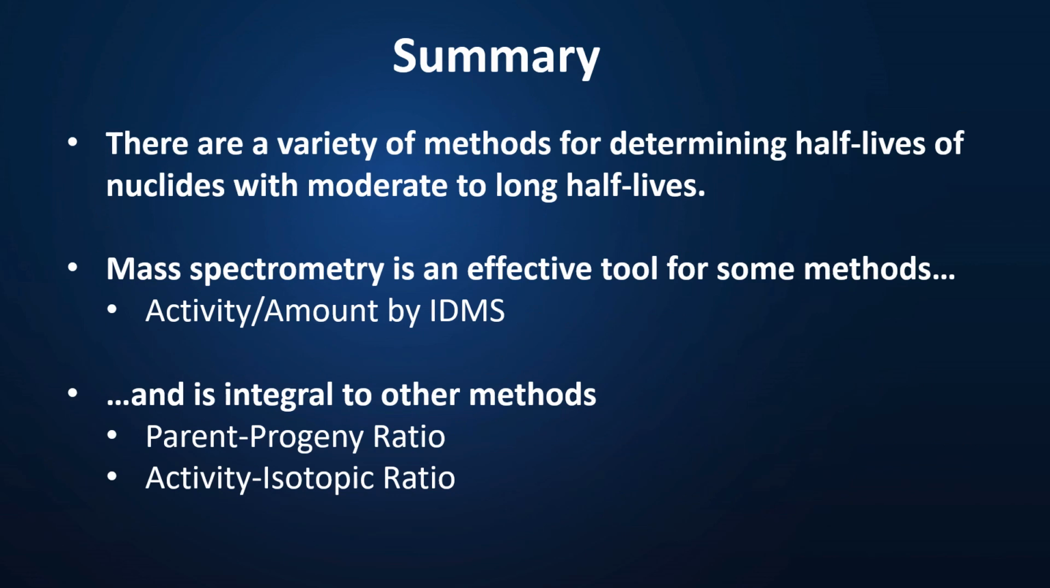So, in summary, there are a variety of methods for measuring half-life of radionuclides, and mass spectrometry is an important tool for several of these methods. For instance, when amount and activity is used to measure half-life, isotope dilution mass spectrometry is one of the more accurate and precise amount measurement methods, particularly when only small amounts of material are available for analysis. For other methods, mass spectrometry is integral, such as when parent and progeny atom ratios are being compared, and, of course, when activity and isotopic ratios are being compared to determine half-lives.